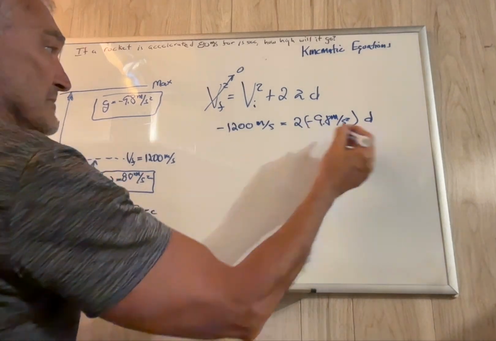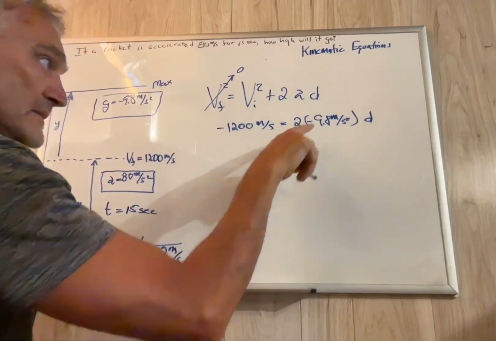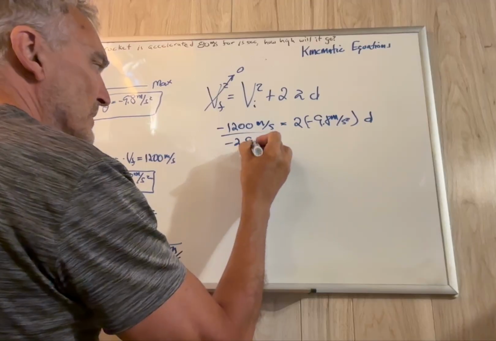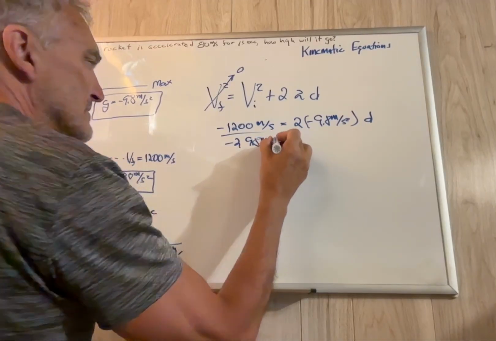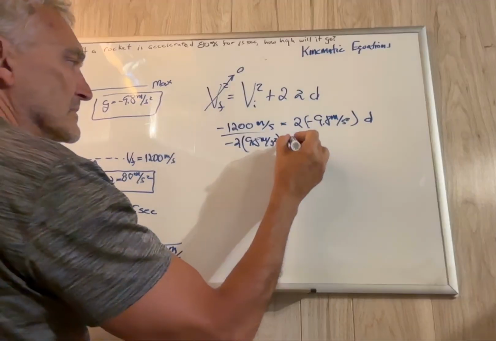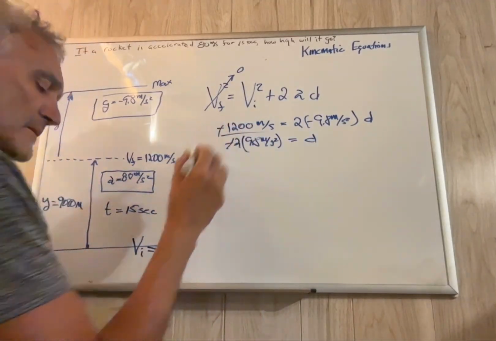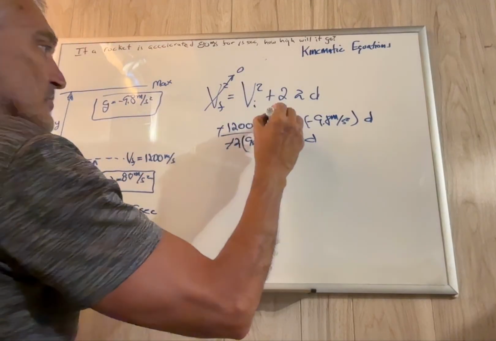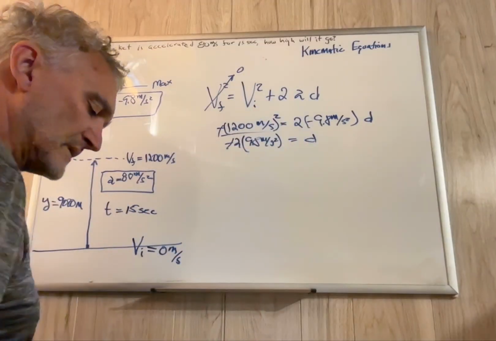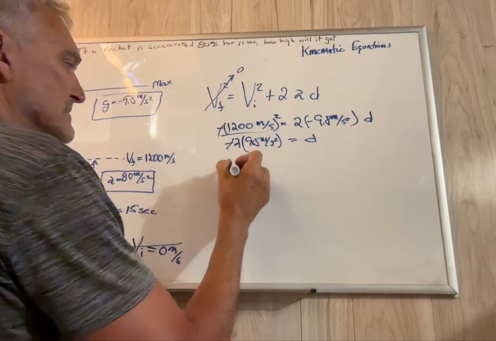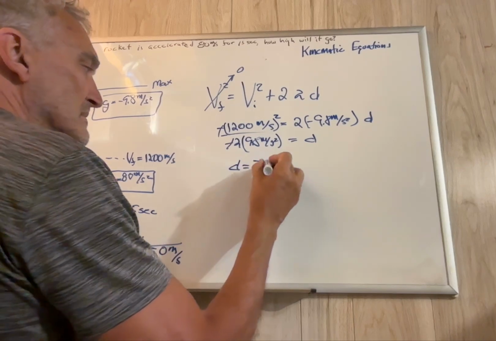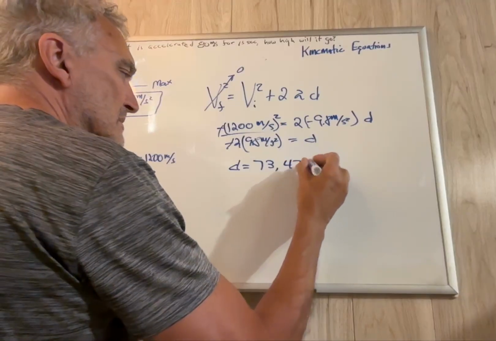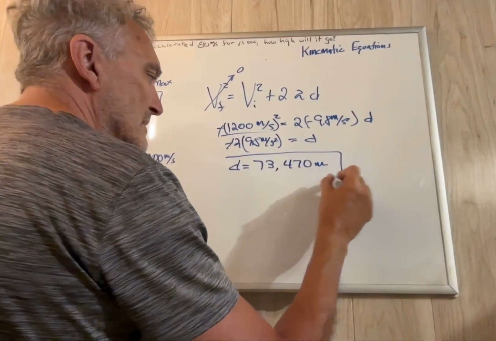So you're simply going to divide both sides by 2 times 9.8. And then the two negatives will cancel. I should probably just do it. Negative 2 times 9.8 meters per second squared is going to be equal to d. The negatives cancel. 2 divided by that, it becomes up to be 80. Now, don't forget, this is squared. This is going to come up with about 73. D is 73,470 meters. It's pretty high. It got up there pretty good.